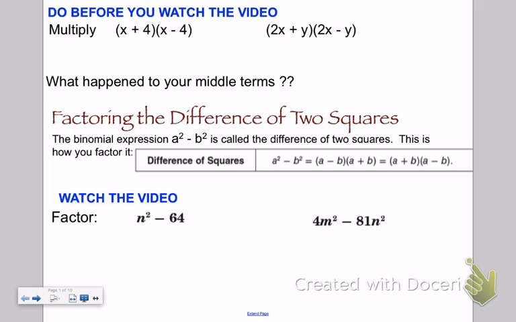This expression can be called the difference of two squares, where if we have a squared minus b squared, that is equal to a plus b times a minus b, or a minus b times a plus b.